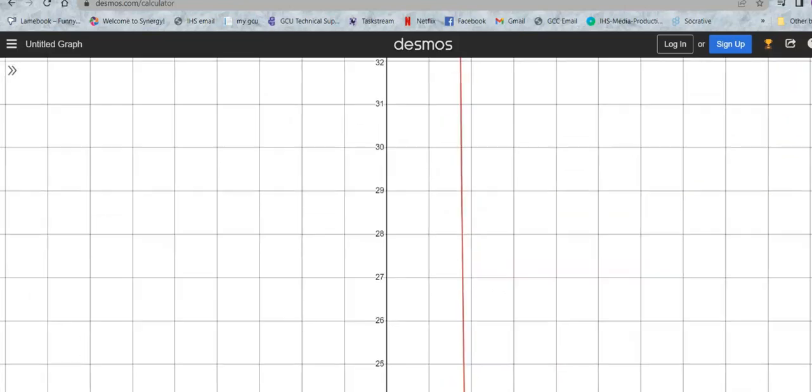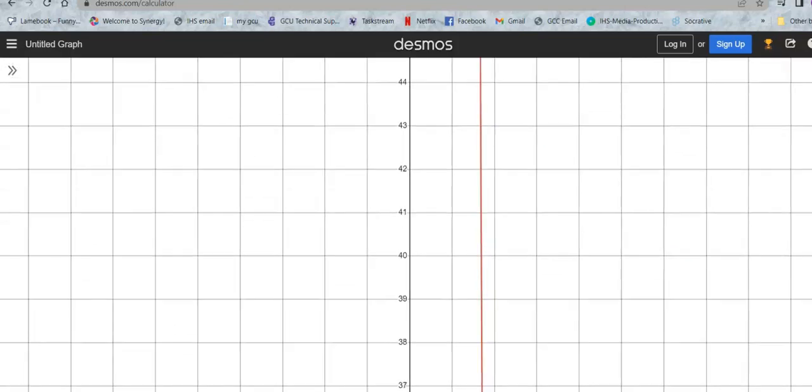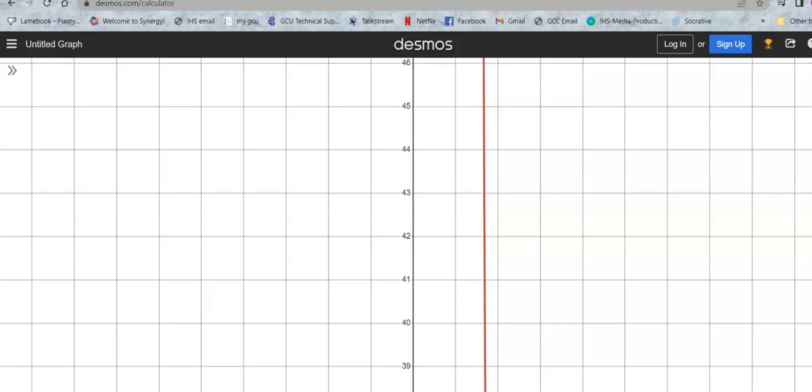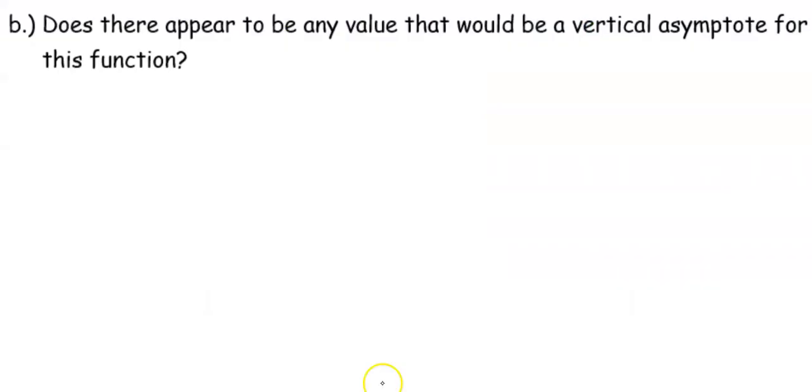And when we go this way, look, doesn't it appear? It's the other way that we're looking like we're approaching 1, but not touching it. So my vertical asymptotes appear to be around x is 1 and 2.